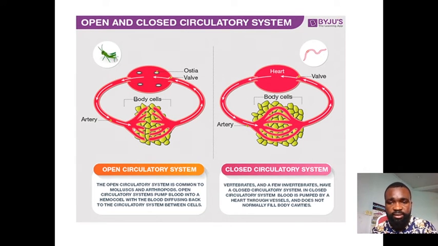Let's look at the closed circulatory system. You can see the heart, you can see the channeling, you can see the blood vessels, the arteries. You can see how blood is flowing. Look at the arrows. You can see how blood is flowing from the heart, going through the arteries, and so on and so forth.